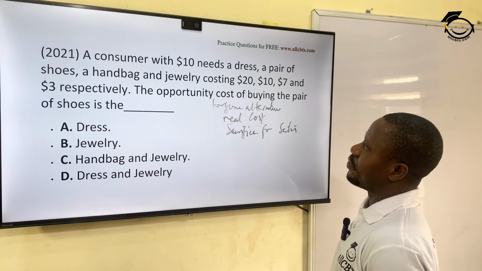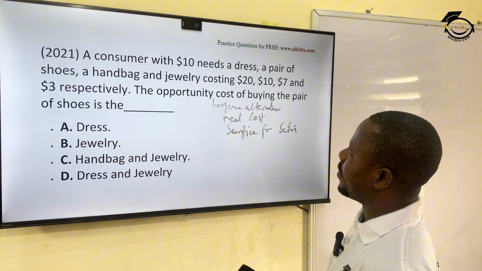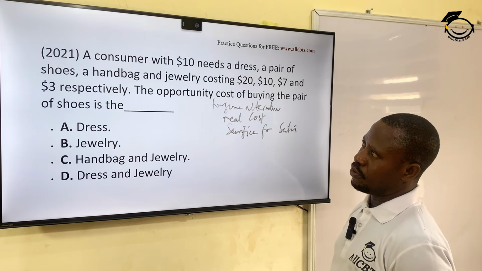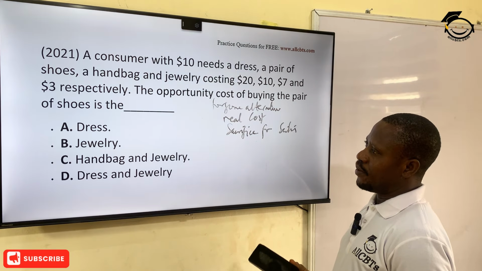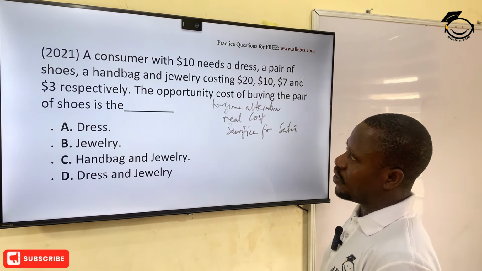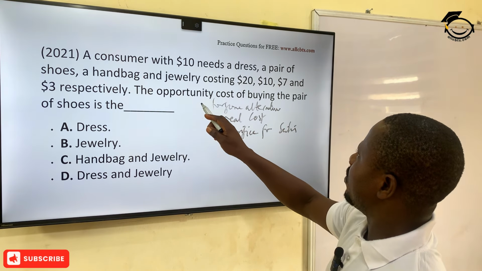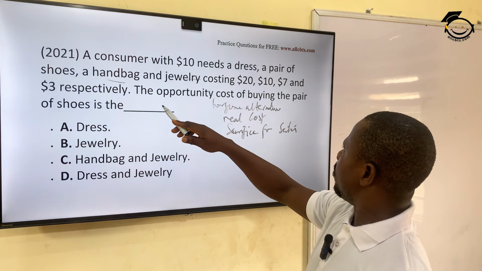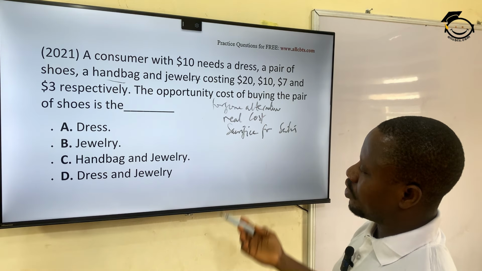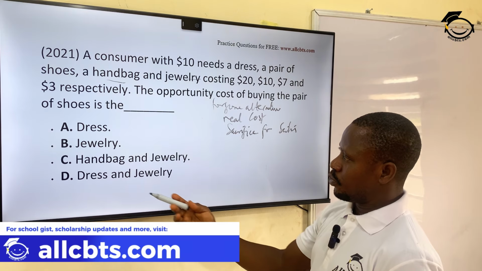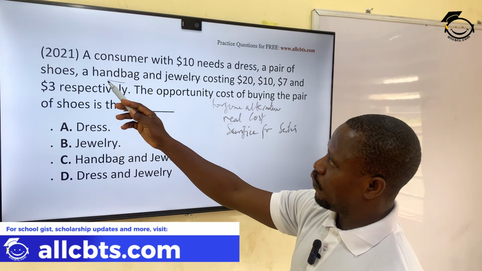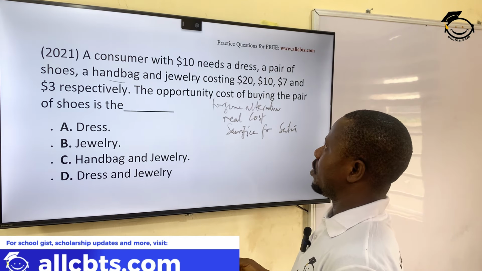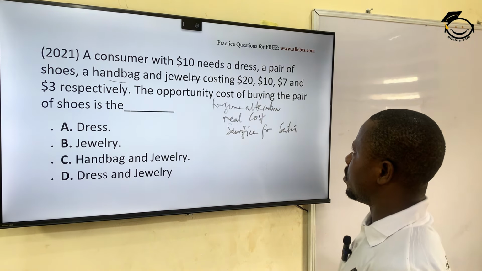So, if this young man chooses to buy a pair of shoes, what is the opportunity cost? The opportunity cost is those products left on board, which are the handbag, the jewelry, and possibly the dress. But the only option that has that here is what? The handbag, because it follows next to the shoe, the handbag and the jewelry. Those are the opportunity costs.